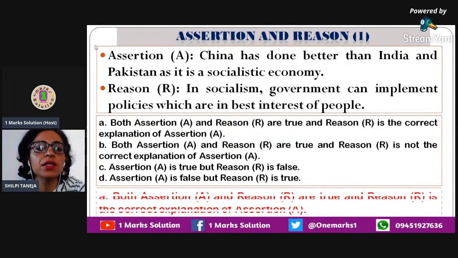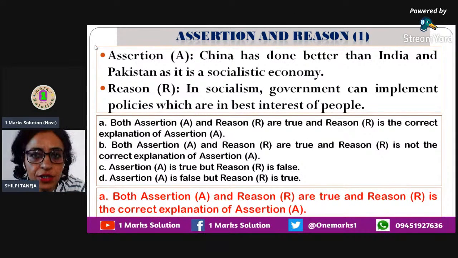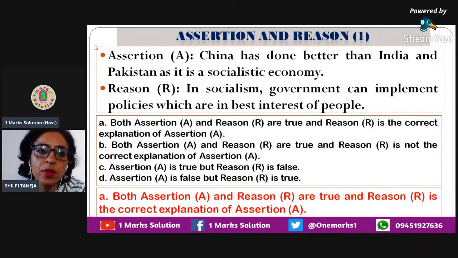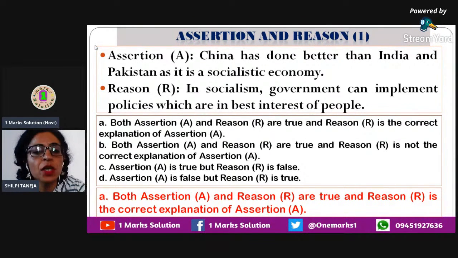In this you will have one statement in assertion, which will state something related to the chapter, as well as one statement in the reason. Reason may be explaining the assertion, so we will have these four options in all the questions. Option A tells us that both the statements are true and reason is the correct explanation of assertion. Option B, both the statements are true, but reason may not be explaining the assertion. Option C, assertion is true and reason is false.